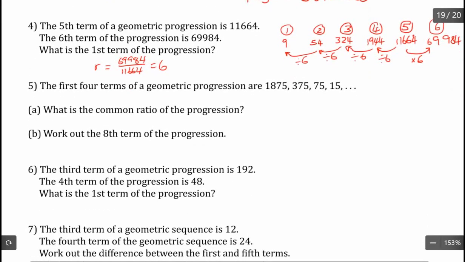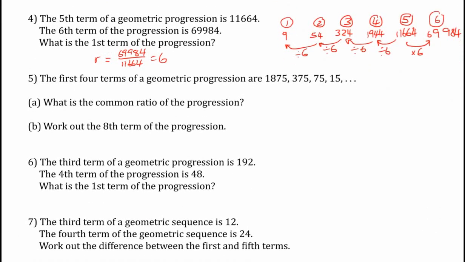Number 5, first 4 terms are there. What is the common ratio? Now this sequence is going down. Now that doesn't mean we are dividing. Well, we are dividing, but we can also still state it as a multiplication. To do that, we would just take 2 consecutive terms, exactly like we did in the previous question. We just divide the second one by the first one.